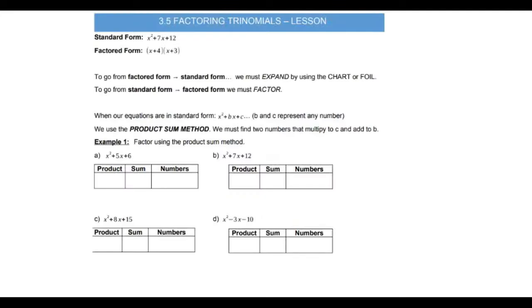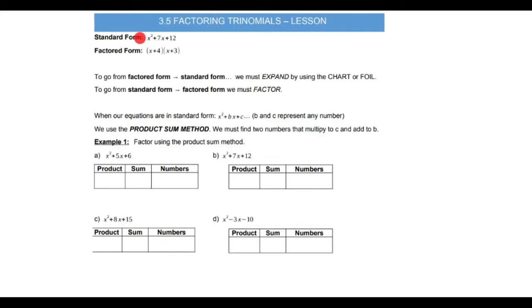7.5. Let's make this as painless as possible. So, like all the other lessons, we are building towards something, and today we are encountering what is called the product sum method. So, let's review pretty much what we already know.